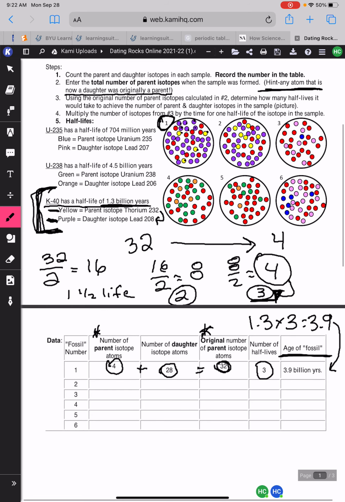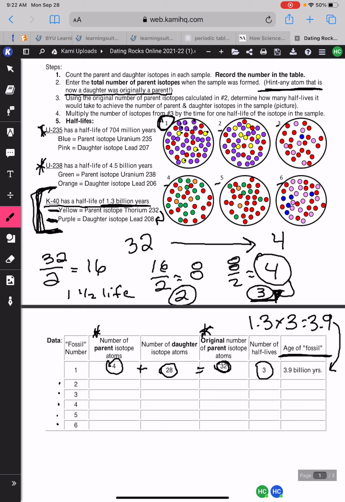So I want you to do numbers 2, 3, 4, 5, and 6, using these different ones up here. Be careful, because when you start doing 3, 4, 5, and 6, you're going to start using either this one or this one, depending on the color. You can read the steps if that helps you. You can rewatch this video if that helps you.